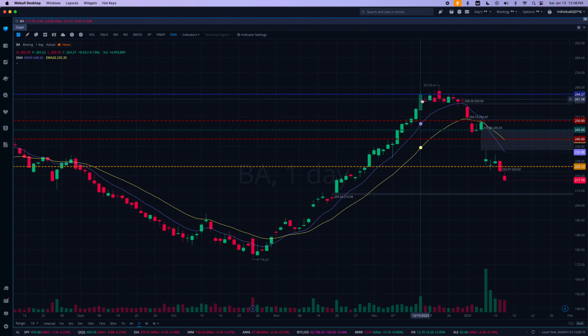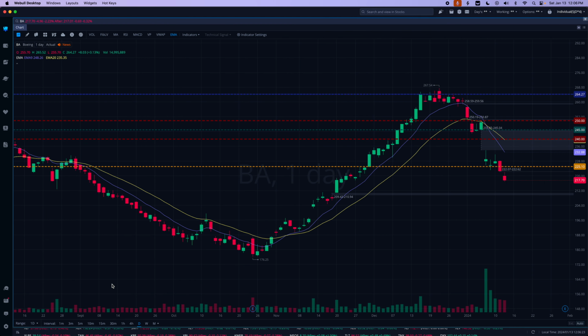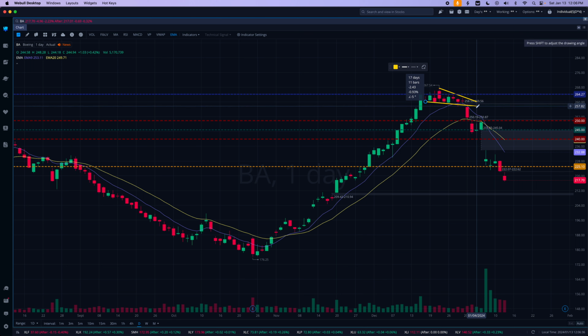So what are we looking for again now? Okay, now we want a downtrend. Here's our exhaustion extension. We need to see a wedge drop. Well, after a bunch of days of consolidation, which could have just been more base and break higher, but we don't get that. We get wedge drop. Okay? Now what are we looking for?